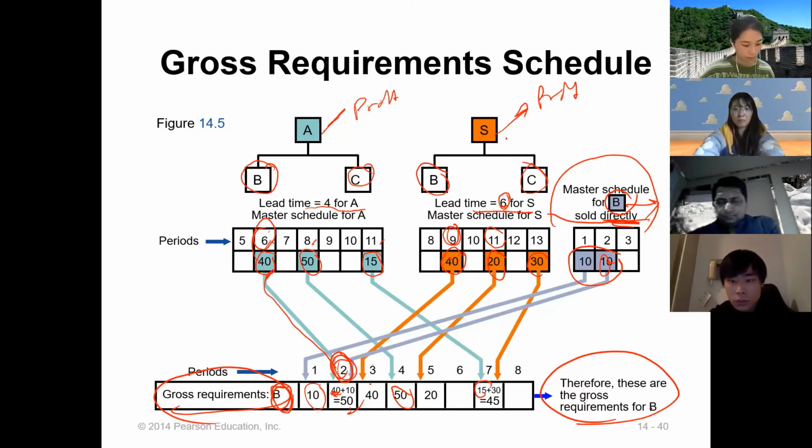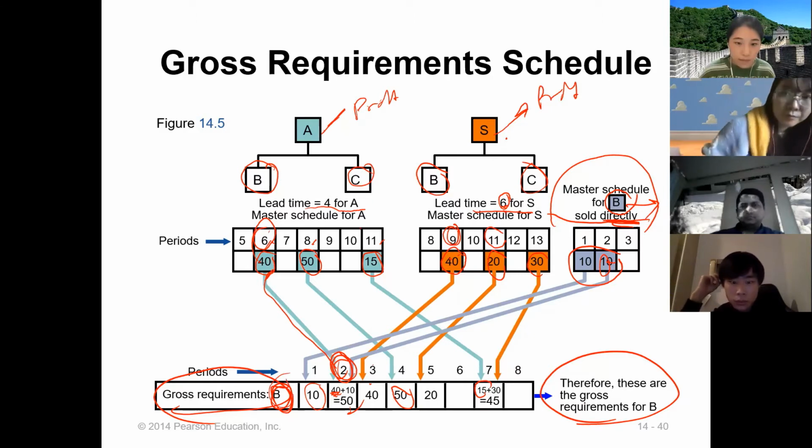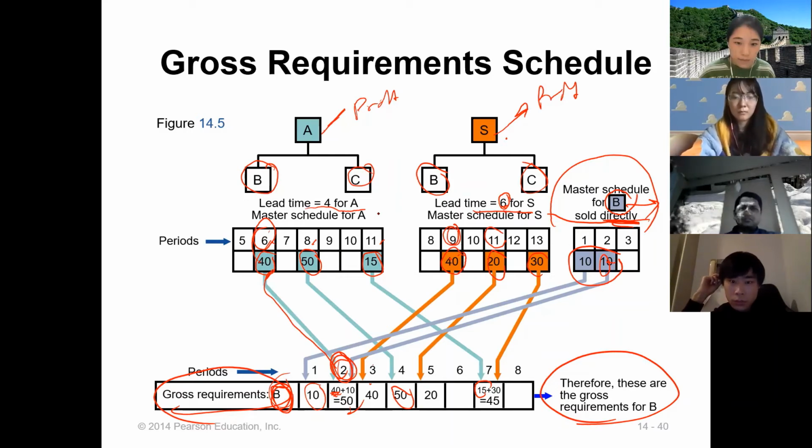Any questions on this? Any questions? Do you understand this concept or not? Do you understand this concept of how they actually total up the B? You can do that for component C also if you want. Okay, you can come up with it for C. Gross requirement schedule is a bit difficult.